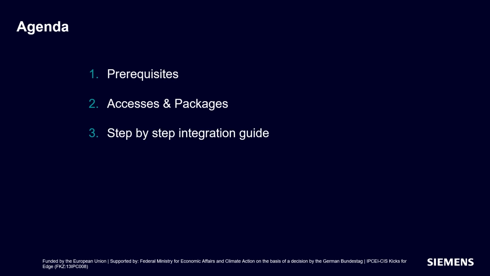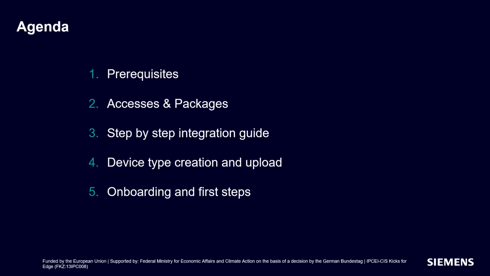Now let's take a look at what's ahead in today's session. We'll begin with the prerequisites, the essential requirements you'll need before you start. Then we'll guide you through how to get access to the Industrial Edge Hub and show you where to find all the packages you'll need. Next, we'll walk step by step through installing these packages on your device. After that, we'll cover how to create and upload a new device type for your integration and how to onboard your device and get started.